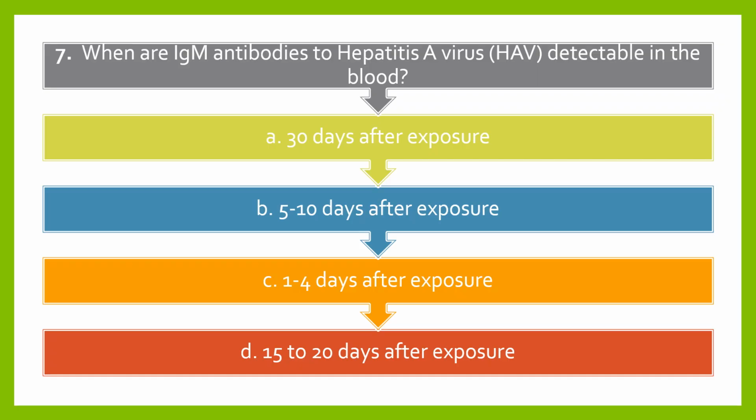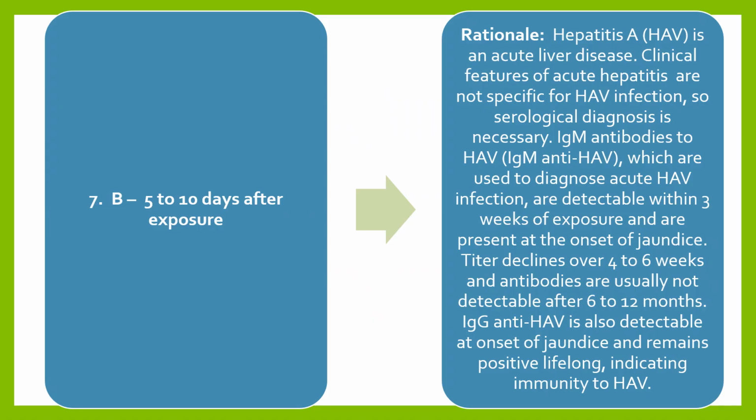When are IgM antibodies to hepatitis A virus or HAV detectable in the blood? A, 30 days after exposure. B, 5 to 10 days after exposure. C, 1 to 4 days after exposure. Or D, 15 to 20 days after exposure. The answer is B, 5 to 10 days after exposure.